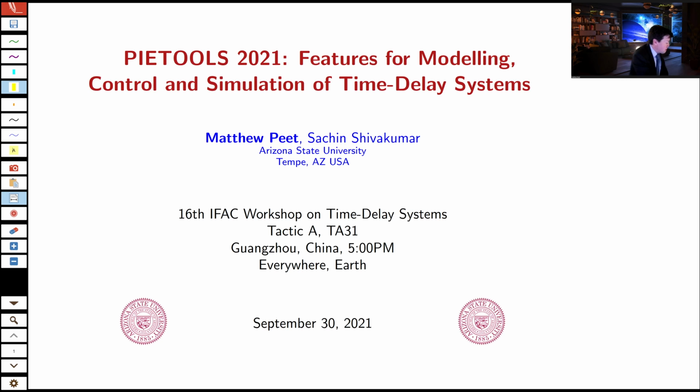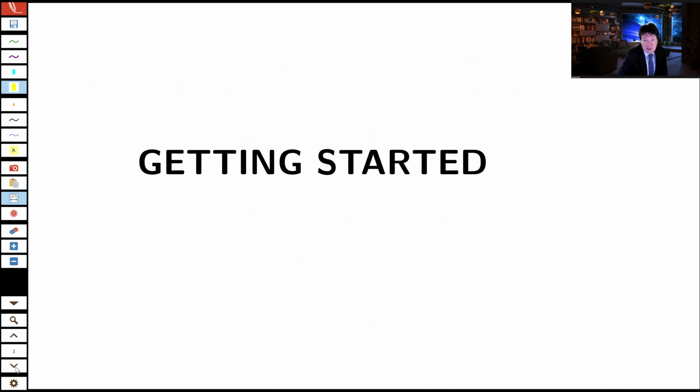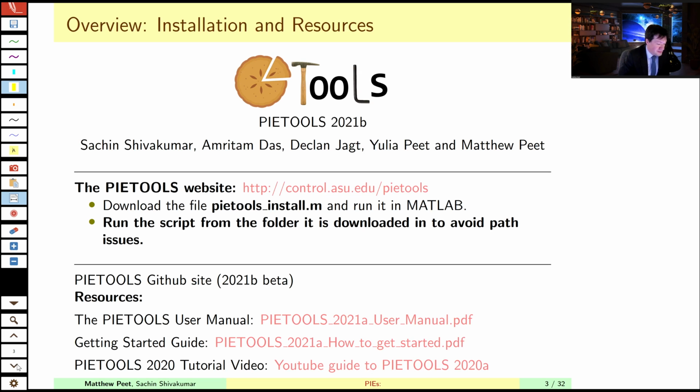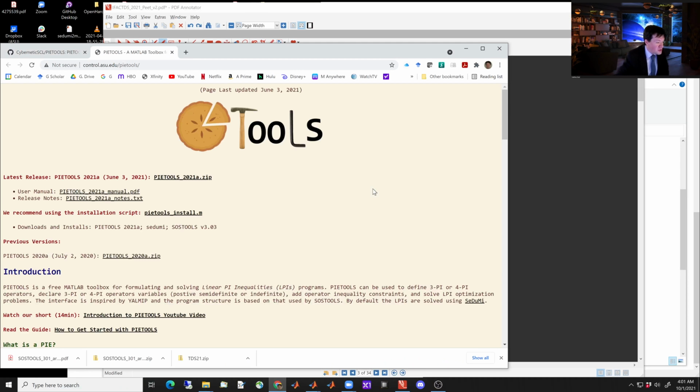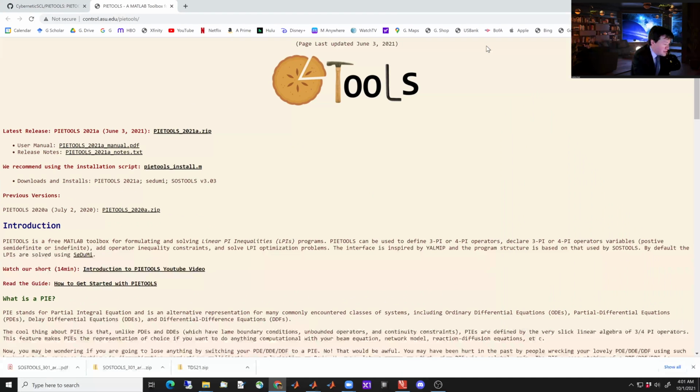So let's begin the talk by getting started. So particularly how you get started. And how do you get started? Well, you download PIETOOLS. So how do I download PIETOOLS? PIETOOLS has a nice website, first of all. If you go over here to the website, you can see that we have several ways of downloading PIETOOLS straight from the website. We've got the zip file, so you can just download the zip.